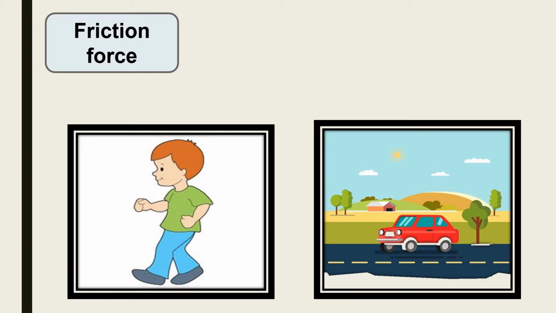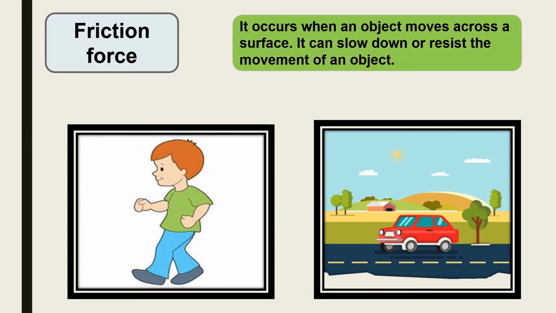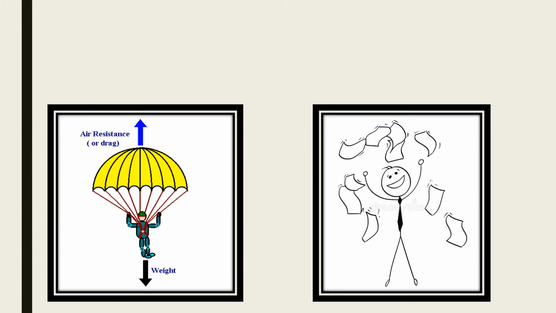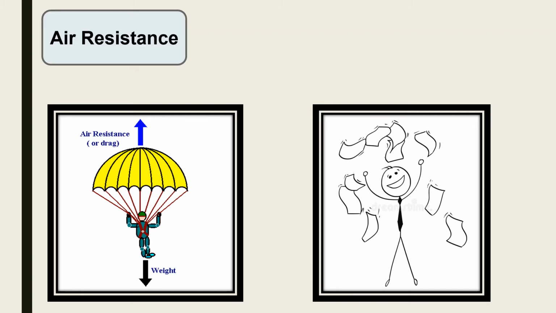Next, the two pictures wherein there is a parachute and then paper that is falling down when the man throws it away. So you can see that's what you call the air resistance. What is air resistance? It acts on an object moving through air. It slows down or opposes the movement of an object.